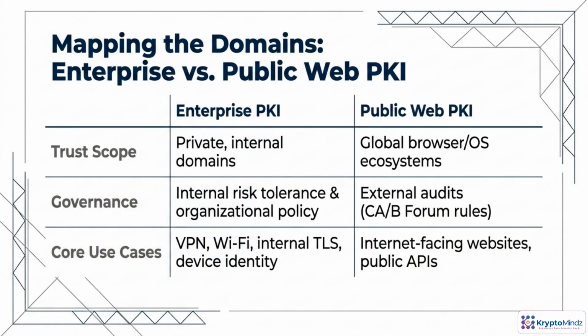Before you design PKI, you decide which world you're operating in. Enterprise PKI focuses on private, internal trust. You control the root, the policies, and who receives certificates. Governance follows your own risk tolerance and business rules, so you can optimize for scenarios like device identity, Wi-Fi, VPN, and internal TLS. Public web PKI is a different universe. Trust is global and shared by browsers and operating systems. Governance is enforced through external audits and CA/Browser Forum rules. The emphasis is on internet-facing sites and public APIs, where a single mistake can affect the entire ecosystem.